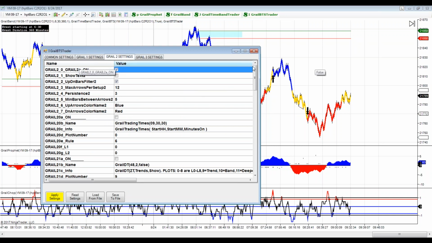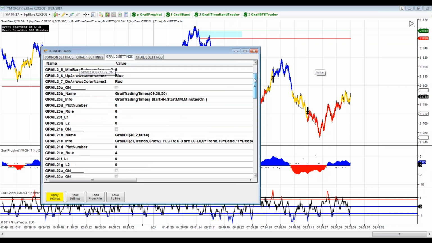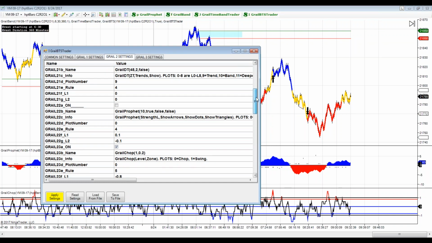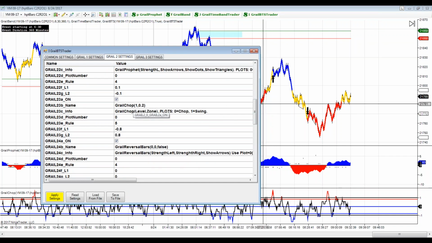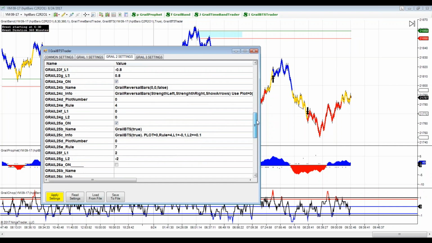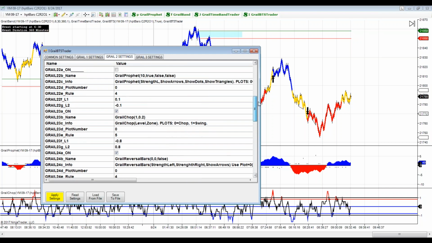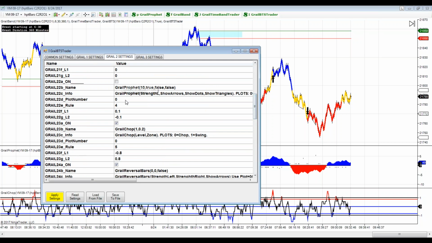Number 2, I'll turn it on. Basically what it's doing, it's using the chop, and it's using reversal bars, and again, it's using the BTS, whether it's blue or whether it's red. All right, BTS blue or red with reversal bars with chop. It's very similar to the Grail 2 original entry, except we're not using the profit as a filter.